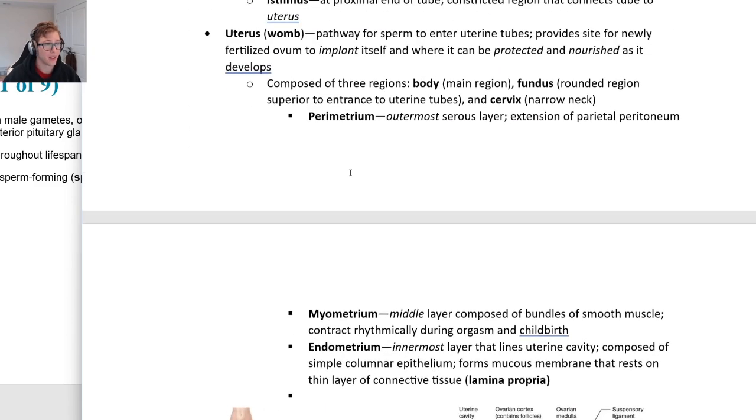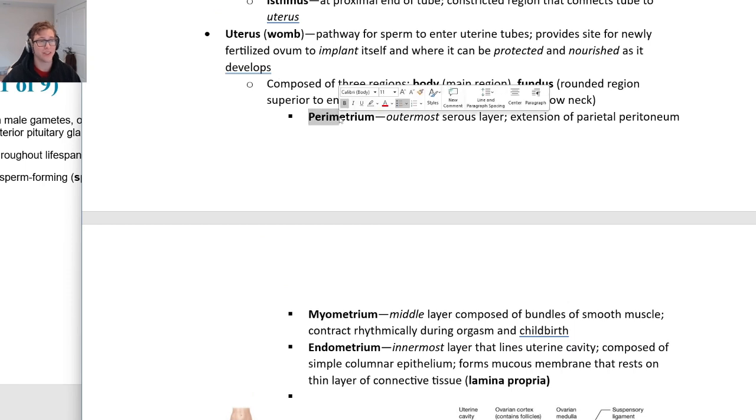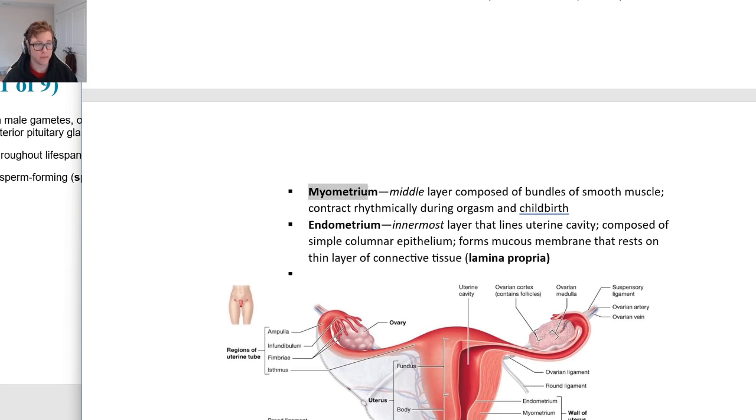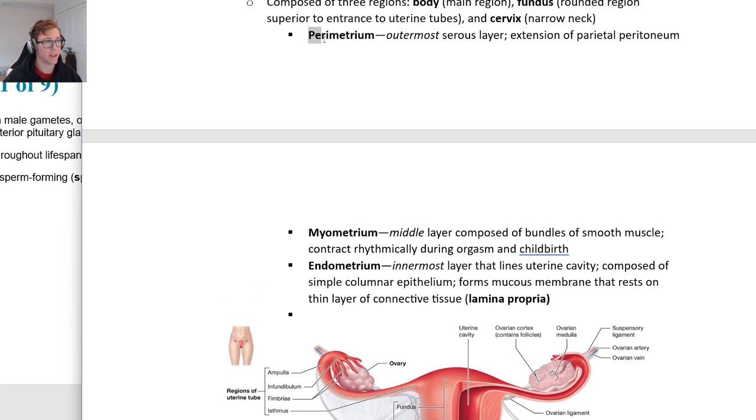Now, there are layers to it. There is the peritoneum. This is the outermost layer, and it's an extension of the parietal peritoneum. Myometrium, endometrium. Middle, inner. Now, in anatomy, we've talked about the endo layer for a long time. That's the innermost. You have the myo, medium. Peri, most commonly on the outside, the peritoneum.